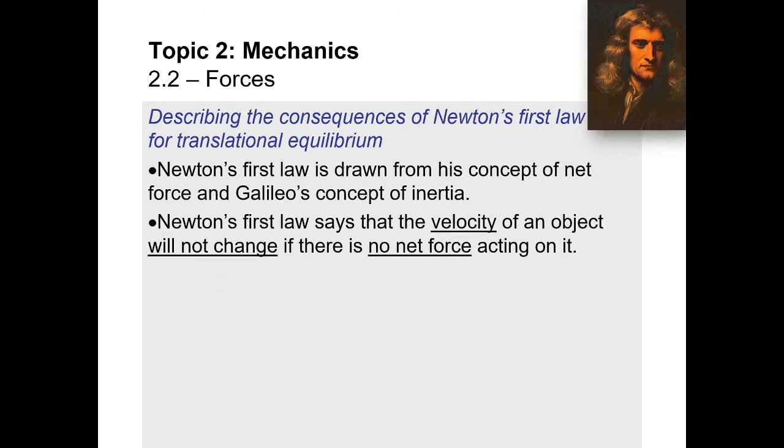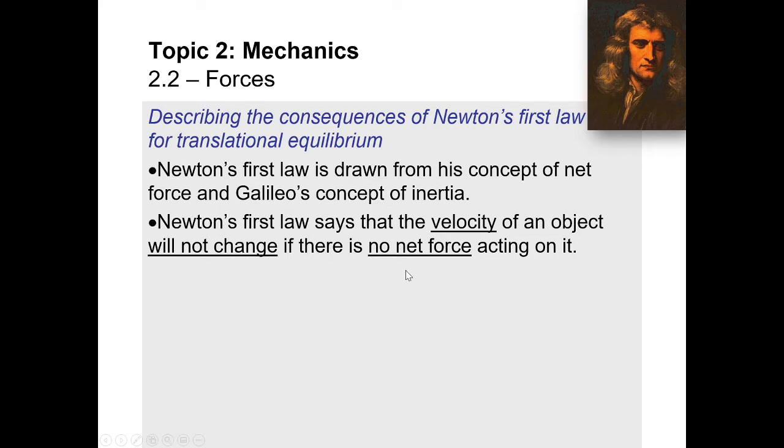Now here comes Newton. So Newton went ahead and used Galileo's idea of inertia, and he also combined it with some of his own ideas to come up with what we now know as Newton's first law. So he used Galileo's concept of inertia, and his first law now says that if you have an object that's moving either at constant velocity or at zero velocity, in other words, it's not moving at all, then it will maintain that state of motion or lack thereof as long as there is no net force acting on it.